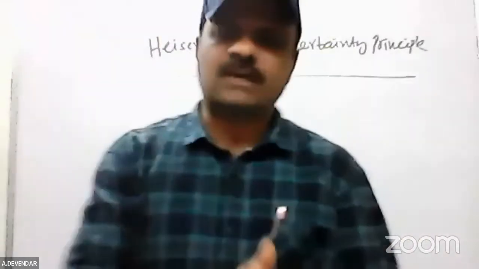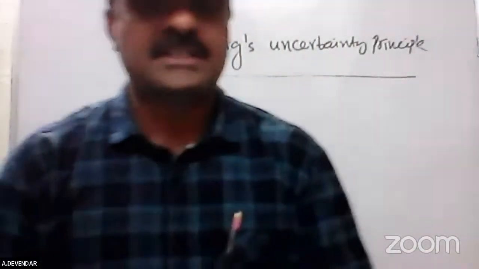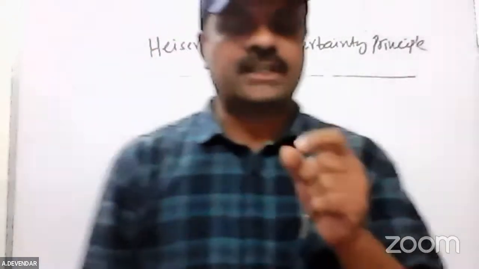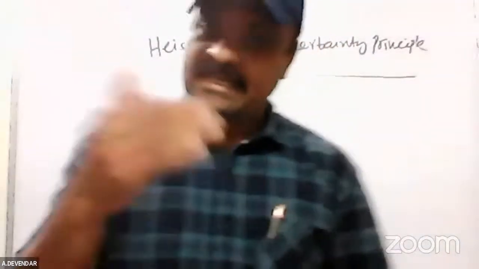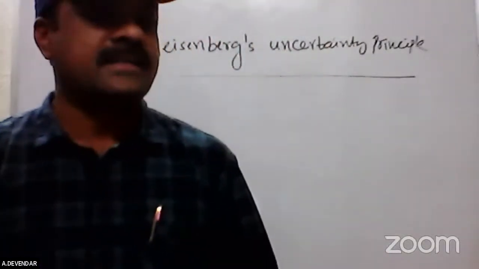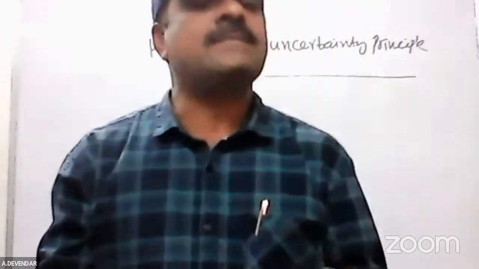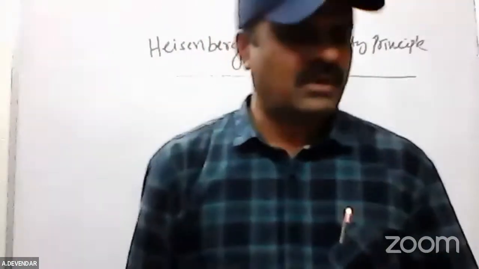Before that, I am using many examples for understanding this particular concept. Why? Because in this atom, the electron is the smallest particle which is moving very fast. For that purpose, he derived one principle called Heisenberg's uncertainty principle. Uncertainty means there is no certainty. That is called the uncertainty principle.